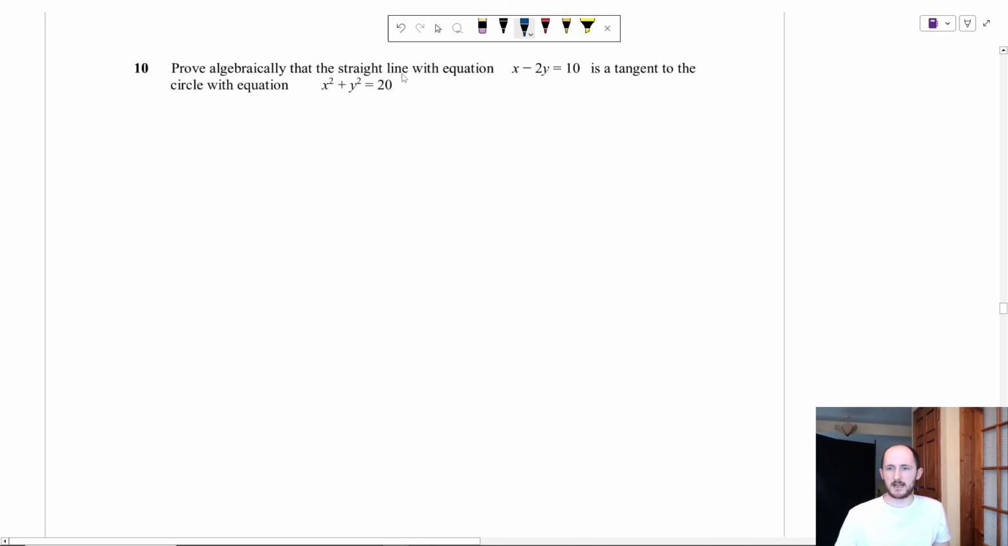Okay, so prove algebraically that the straight line with equation x minus 2y equals 10 is a tangent to the circle with equation x squared plus y squared equals 20. So when I think of a tangent, it only touches the circle once. Did not say the circle's at the origin? Oh, they don't need to in this case. It's actually implied, right? If you don't have any numbers next to x and y, it's implied.